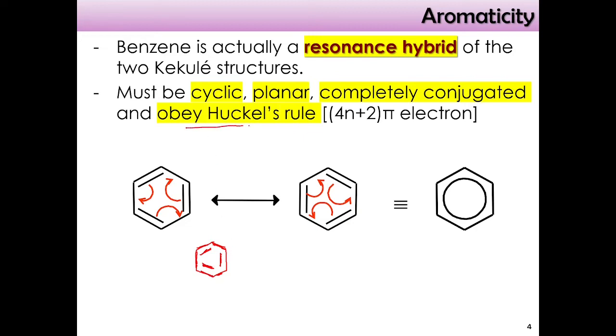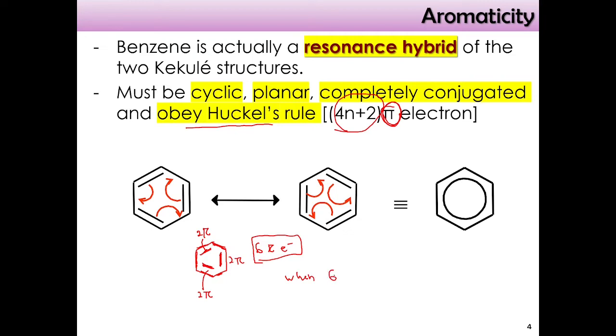And it must obey Huckel's rule. Huckel's rule refers to the number of pi electrons. What does it mean? For one double bond, there are 2 pi electrons. There are 2 pi electrons here, and there are also 2 pi electrons here, and also 2 pi electrons here. So if you add up all the pi electrons, it will be 6 pi electrons for this benzene structure. And it must fit this statement.